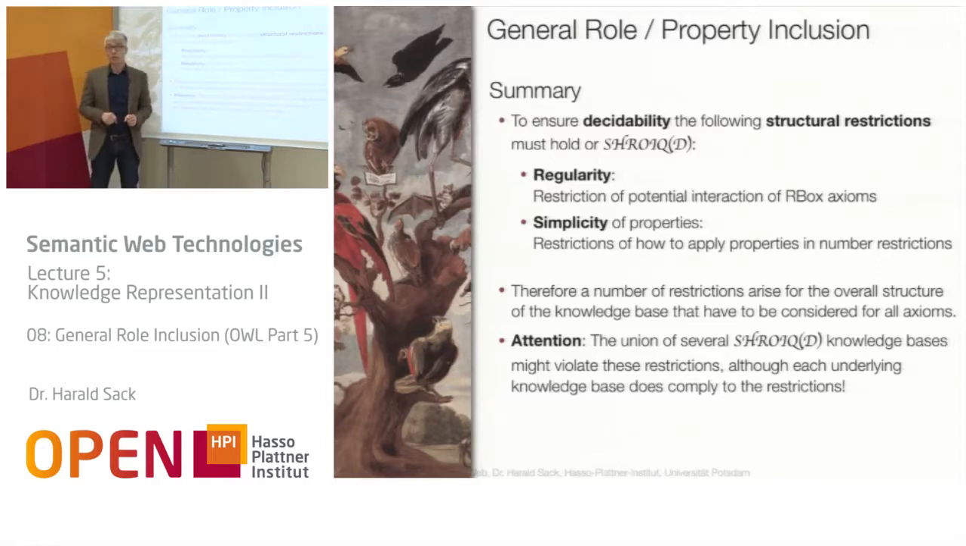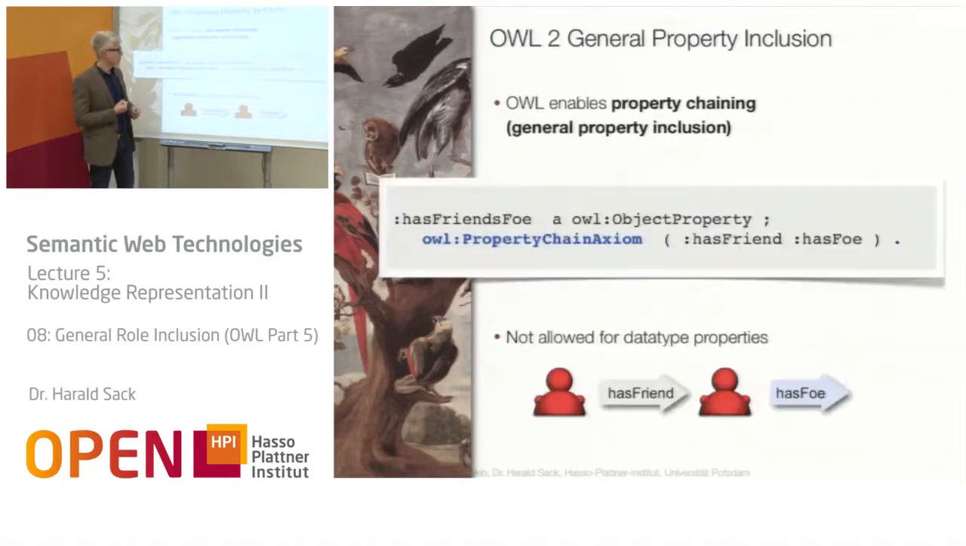But you must be careful, because it might also occur that the union of several knowledge bases violates these restrictions, although each single underlying knowledge base itself complies with the restrictions. This is also possible. Okay, this was the theoretical part. If you want to know how to code general role inclusion with OWL, it's quite simple.